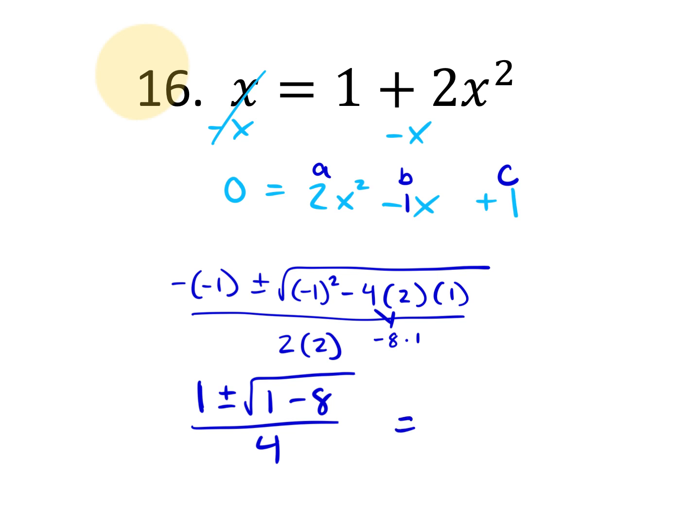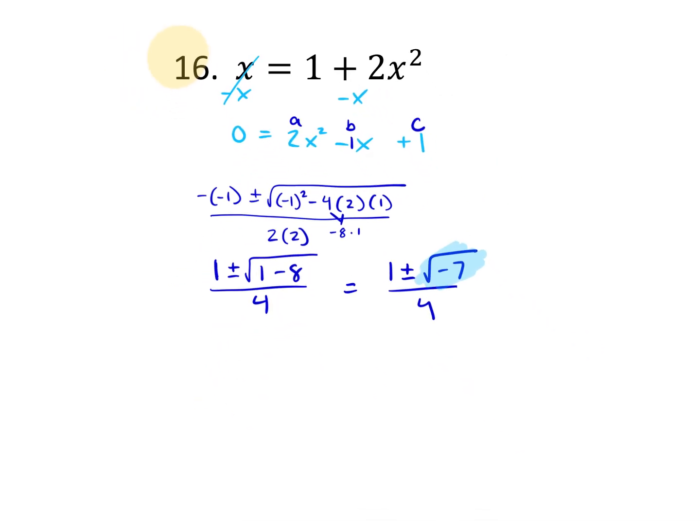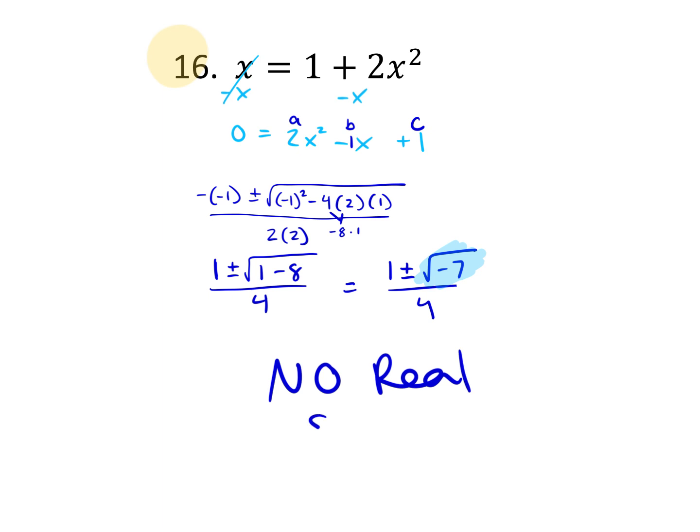So then here we have 1 plus or minus, what's 1 minus 8? -7 over 4. What happens when we get a negative under the square root? No real solution. If you have a negative under the square root, it is no real solution. Or you could say no solution.